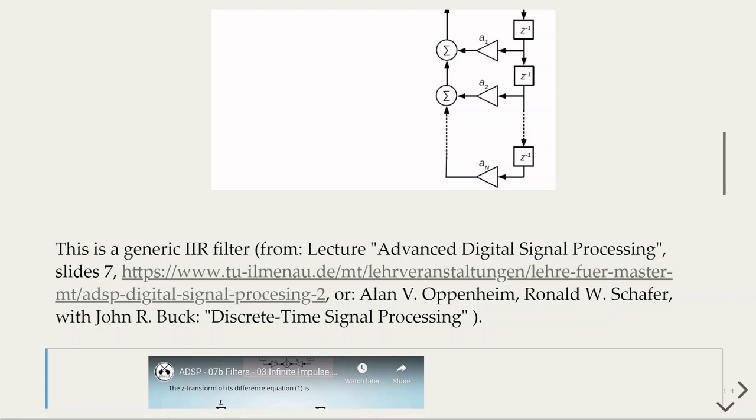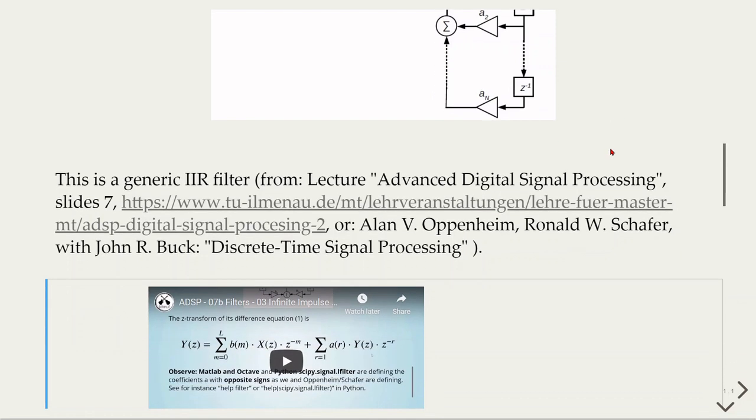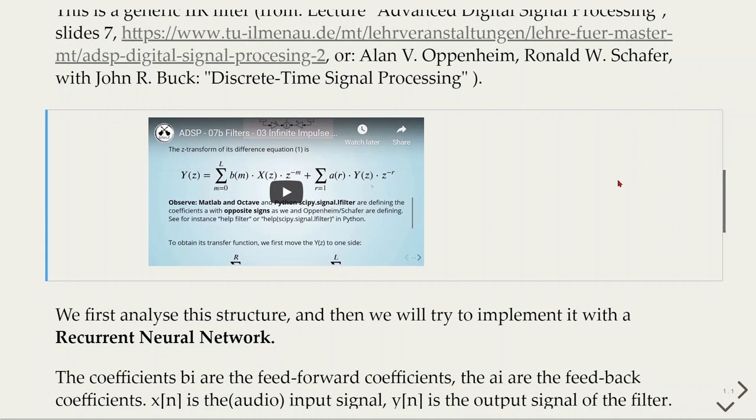It's also offered by Professor Schula at the UMNL University of Technology, and also there's a reference book, that's Discrete-Time Signal Processing by Oppenheim. And here we also have another tutorial from the Advanced Digital Signal Processing part 7 about filters. This is the part about infinite impulse response filters.